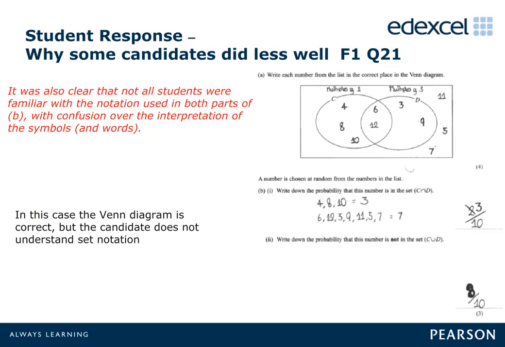From the Principal Examiner's report: it was also clear that not all students were familiar with the notation used in both parts of B, with confusion over the interpretation of the symbols and words. In this case, the Venn diagram is correct, but the candidate does not understand set notation, getting 0 marks for Part B.